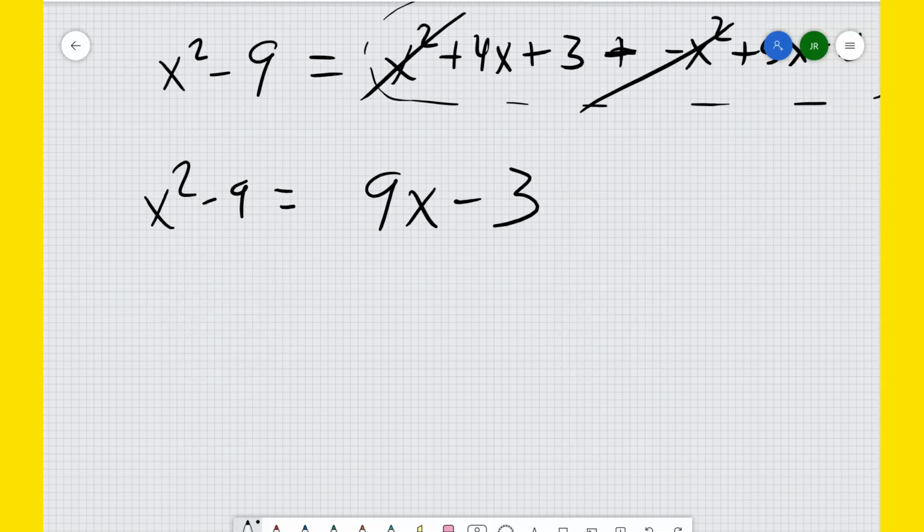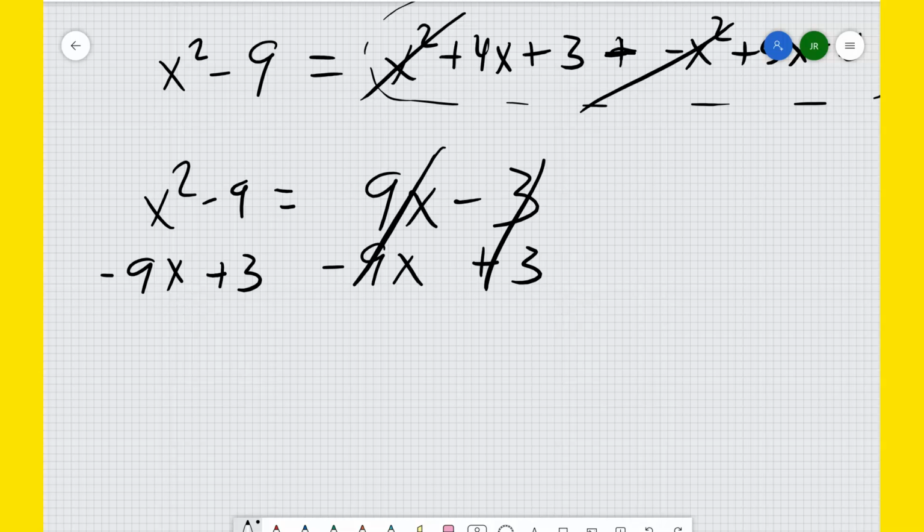Now I've got to get all my terms on the same side, and since it's a quadratic equation with an x squared and an x, the best way to do it would be to either factor it or do the quadratic formula. So I'm going to move my 9x, and I'm going to move my 3 by subtracting 9x and adding 3 to both sides, so it cancels here. That gives me x squared minus 9x, and the negative 9 plus 3 makes minus 6 equals 0.